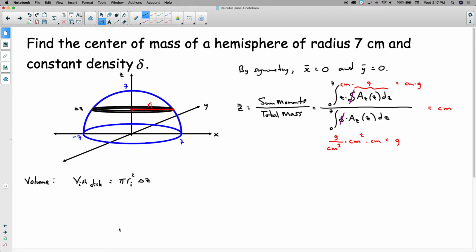Now then, we need this in terms of z, right? Because this is going to get integrated with respect to z. This r is the problem. So we need to go off to the side and find a link between r and z.